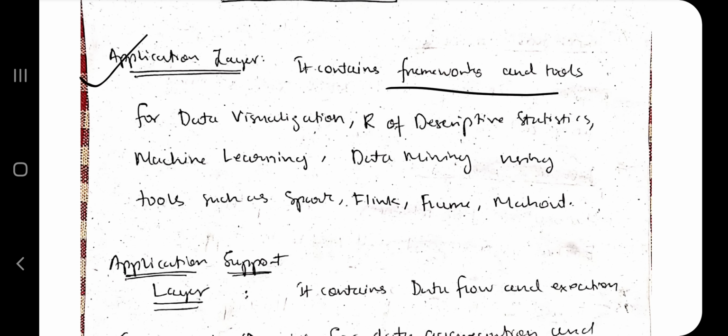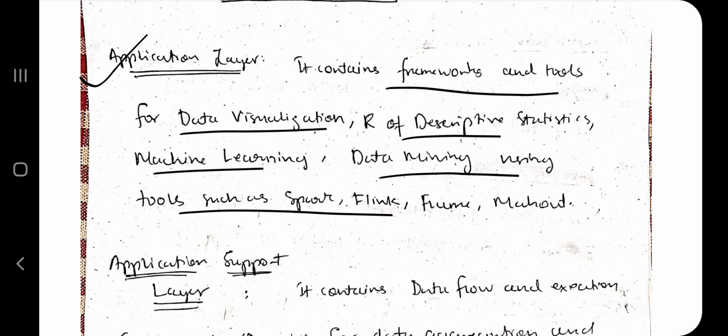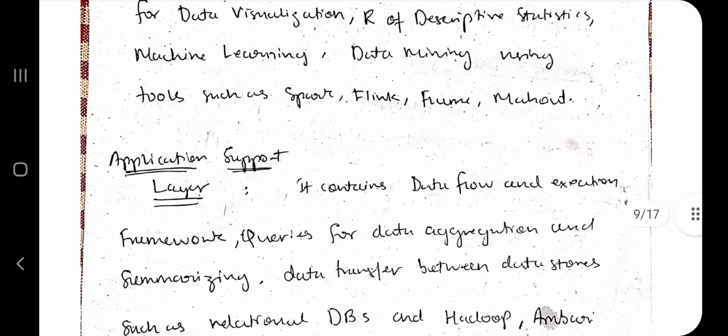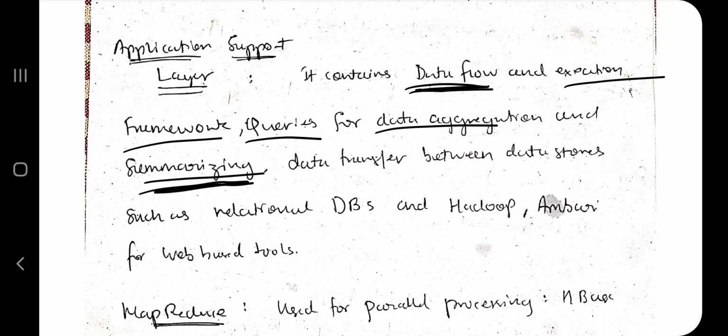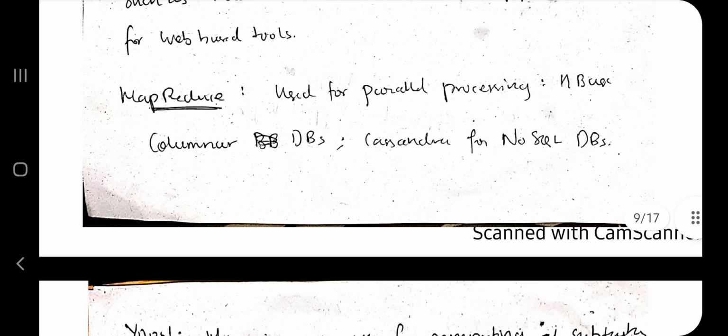So application layer, this is the thing you need to write. It consists of frameworks and tools for data visualization and descriptive statistics and so on. For all of these things you'll be using application layer. Application support layer has the data flow, means how the data is connected from one part to another part, and you have to write it executes frameworks queries for data aggregation and summarizing. It uses these things to make the data simpler and efficient.